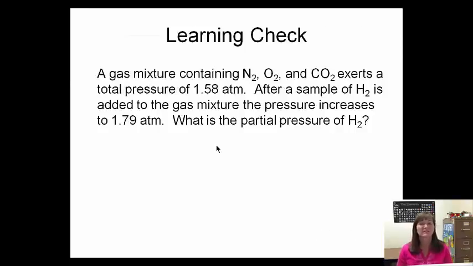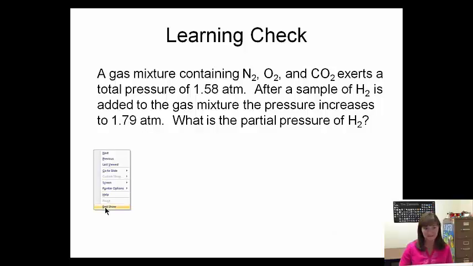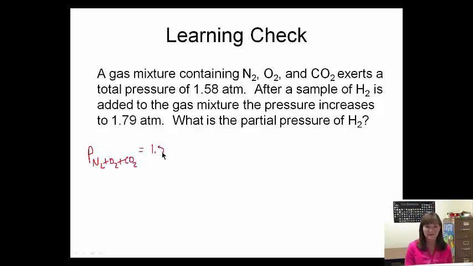Here's a learning check that's going to use the concept of Dalton's law. As we read this, it says that you have a gas mixture that contains nitrogen, oxygen, and carbon dioxide, and it exerts a total pressure. So let me write this down. The pressure of the nitrogen plus the oxygen plus the carbon dioxide is equal to 1.58 ATM. Then they tell you that you add a sample of hydrogen to this mixture.